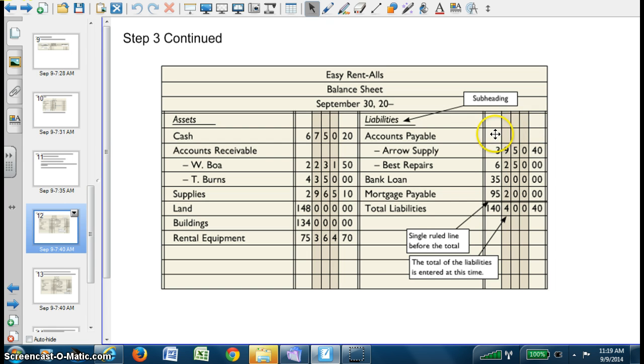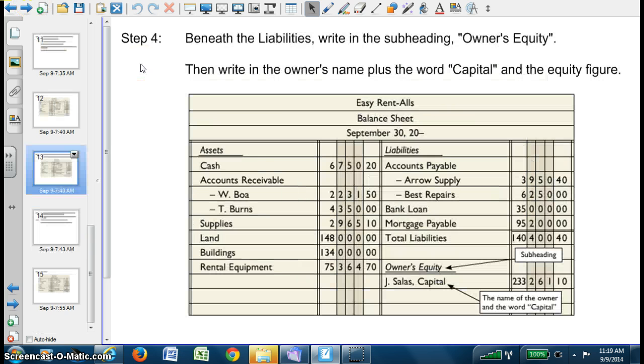So here's an example of step number 3. They have accounts payable, meaning this is what we owe to different companies. We've bought stuff from Aero Supply. Easy Rental also bought some things from Best Repairs. They have a bank loan, they have a mortgage payable, and then we have a total here of the total liabilities. So in step number 4, beneath the liabilities, you write the subheading owner's equity right here. Then write in the owner's name plus the word capital, and then finally the equity figure. So this person, Jay Salas, would be the sole owner of Easy Rentals.